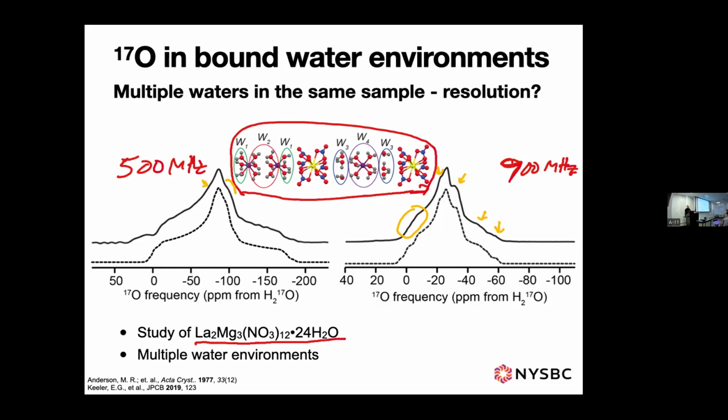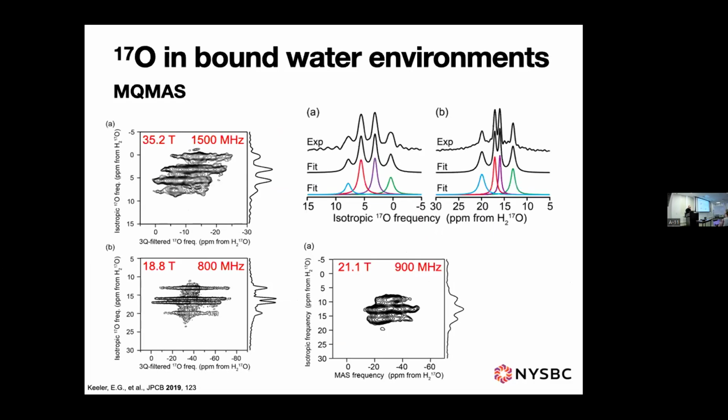Before, we only had 1, so we were fine with MAS. We didn't need isotropic peaks. We could look at the second order quadrupolar and pull it out. Well, we need isotropic peaks now. So we're going to move and we're going to do some MQMAS.